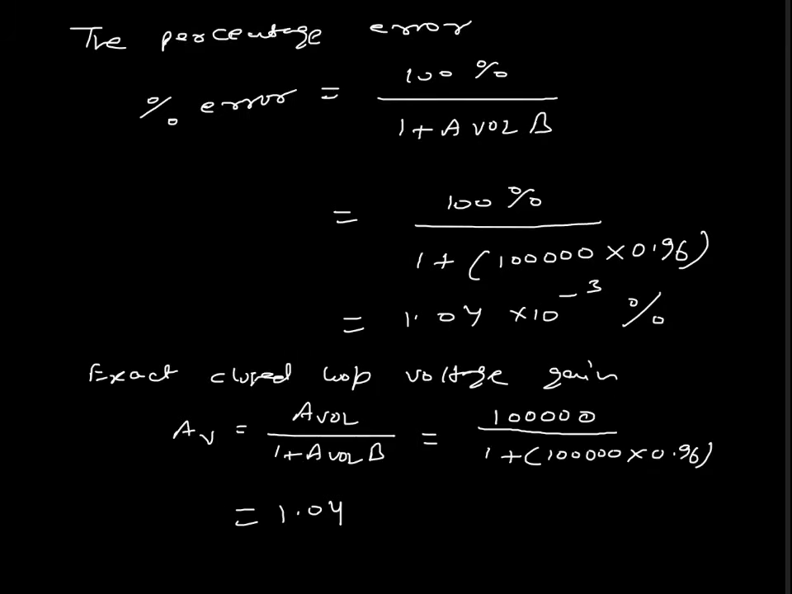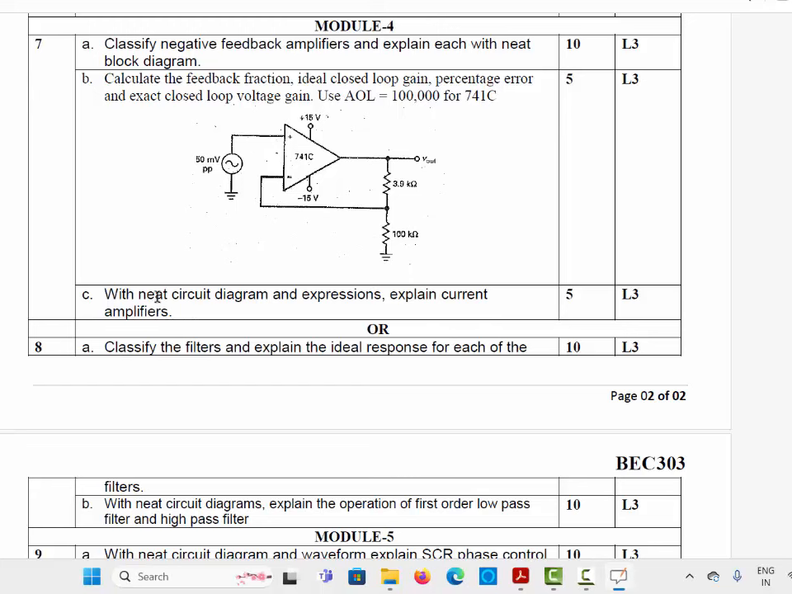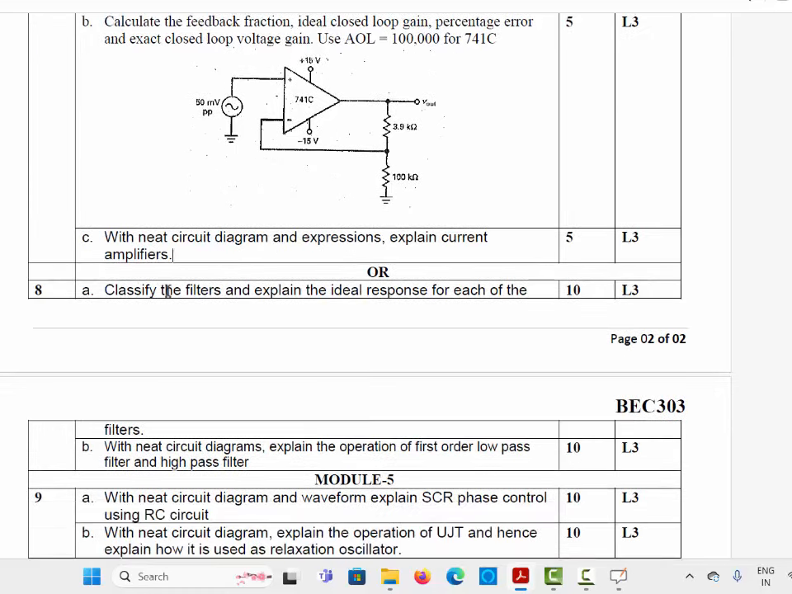Now let's move to the next problems. The next one is to draw the circuit diagram, with expressions, and explain the current amplifier. Current amplifier means a current controlled current source. So this is again direct. Please refer to the notes. 8a, classify the filters and explain the ideal responses for each of the filters. Again refer to the notes or textbook, you will find it. We have to classify the filters like low pass filter, high pass filter, band pass filter, all pass filter, and band reject filter.